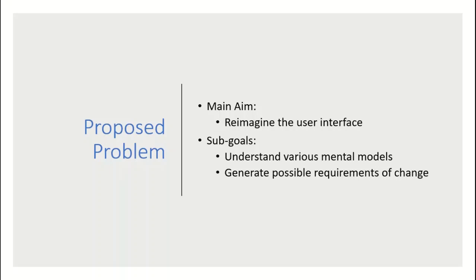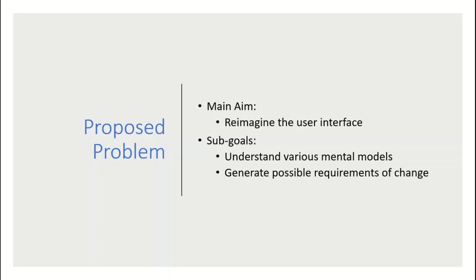Now, let's focus on the proposed problem. So, what is our main aim? Our main aim is to reimagine the user interface. The sole aim of the portal is to allow its users, that is students, to access the vital information regarding various scholarship and award programs that are available for them. Thus, the most vital task that a particular student would do on this platform is to search and apply for an award or scholarship.